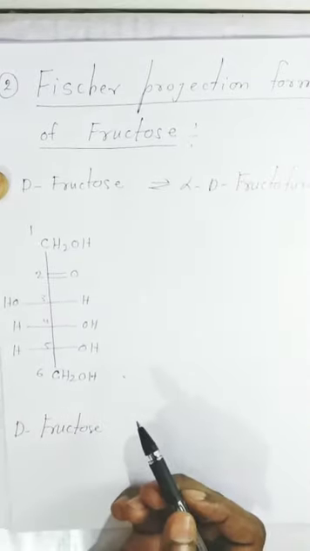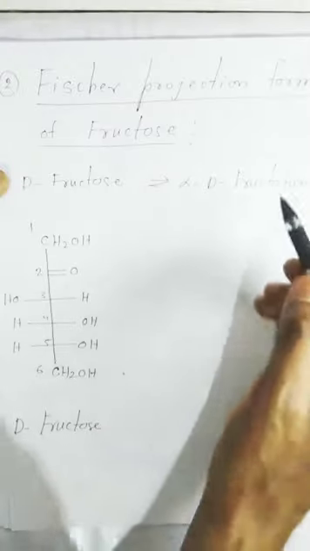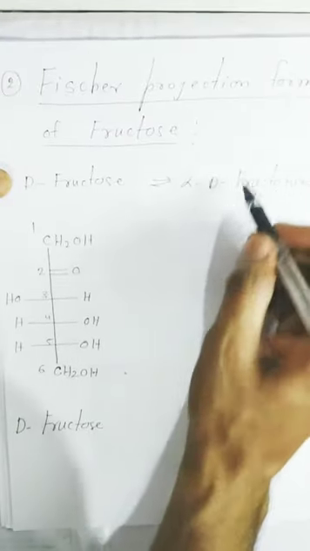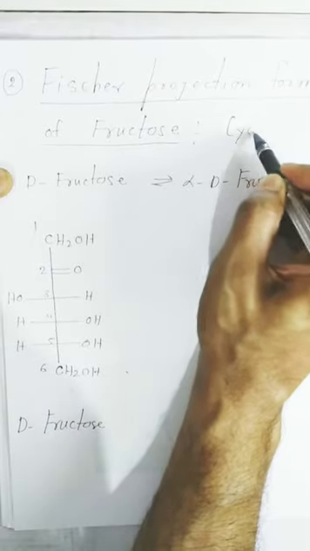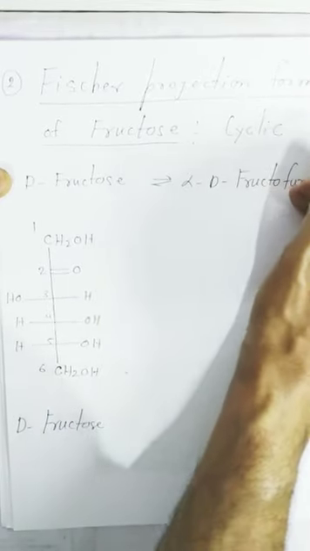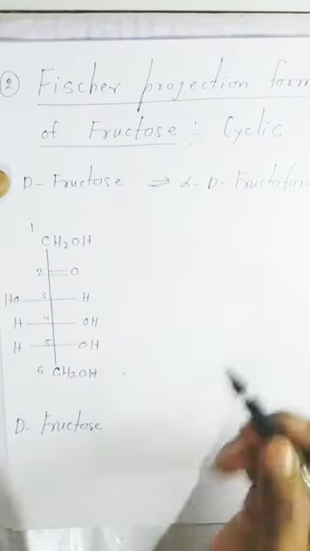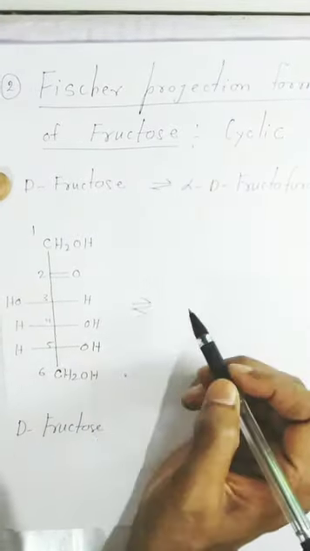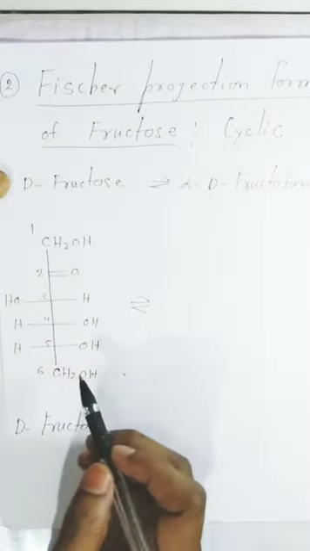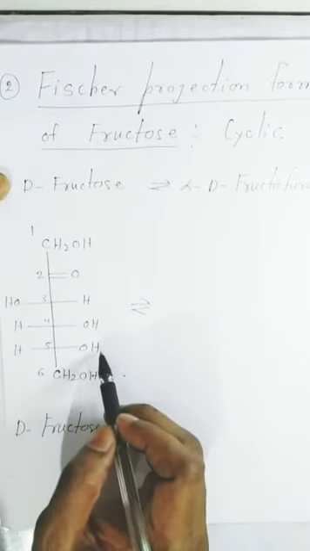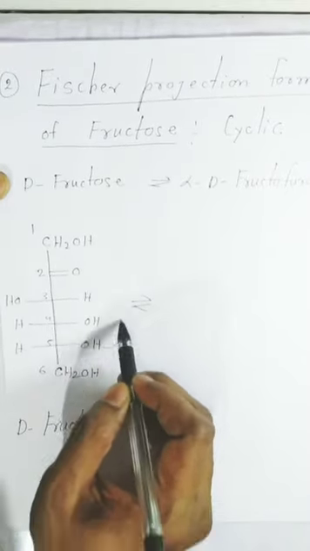Now, students, because it is a cyclic fructose, the fructose will be in the cyclic form. So first we write D-fructose. How are you going to convert it into cyclic? The fifth carbon OH will react with the ketone group and form a hemiacetal. Now this D-fructose will convert into alpha D-fructofuranose. When this OH reacts with the ketone group, it forms a hemiacetal.